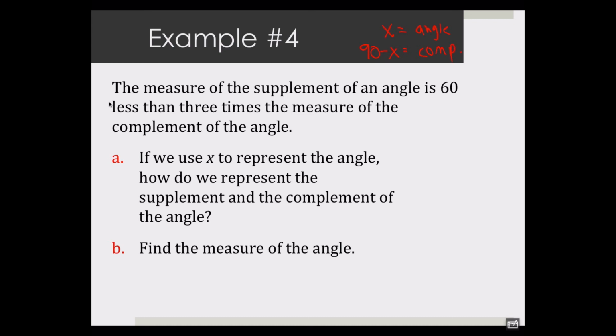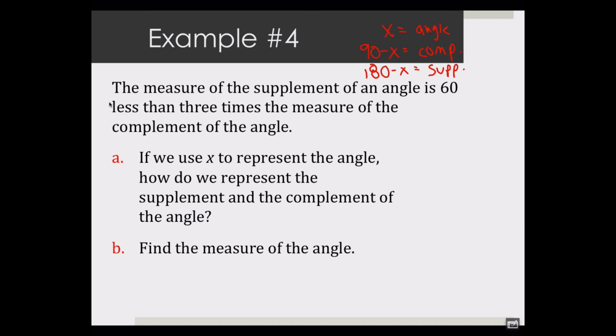And seeing as you're all good at pattern recognition, what would be the supplement of that angle? 180 minus x. Good, 180 minus x. Knowing those two pieces of information will allow you to solve these types of problems. Don't overthink them. You are literally going to start reading the problem and write down exactly what it says. And when you're done, you've got an equation to solve.